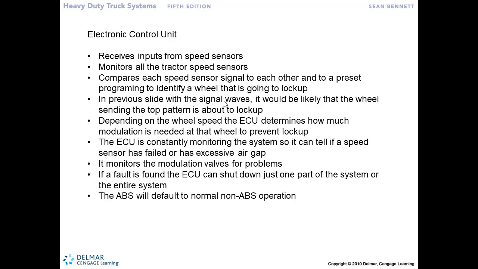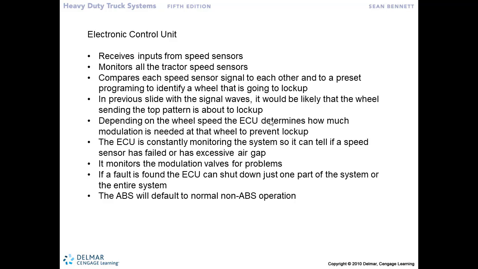So in that previous slide where we had the sine waves, the wheel on the top pattern is about to lock up because it's traveling at a lot slower speed, right? Fewer pulses than the lower pattern we were looking at. That one was traveling at the right speed, so it can compare that to all the other wheels on the tractor and decide that, hey, that passenger side steer axle tire brake is about to lock up. Then depending on its logic, the rate of rotation of that tire, it's going to decide what to do about it.